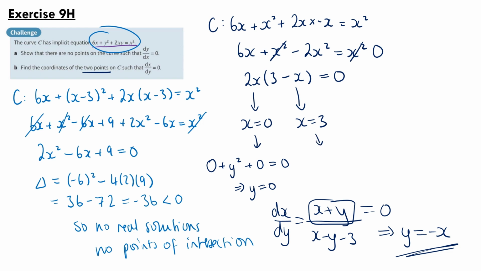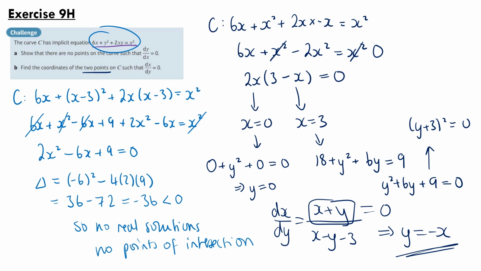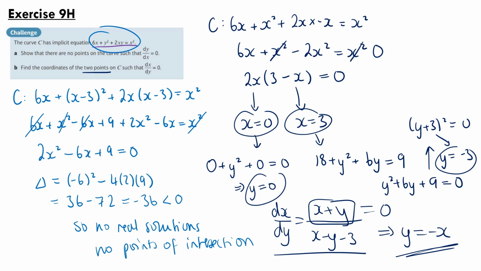And then for x equals 3, we've got 6 times 3, which is 18, plus y squared, plus 2xy, which is 6y, is equal to x squared, which is 9. Then that gives us y squared plus 6y plus 9 is equal to 0. And then we can factorize this as y plus 3 squared being equal to 0. So then we get y equals minus 3. And our two points of intersection of the line y equals minus x and the curve C, or in other words, the points on the curve for which dx by dy is equal to 0, are going to be (0, 0) and (3, -3).